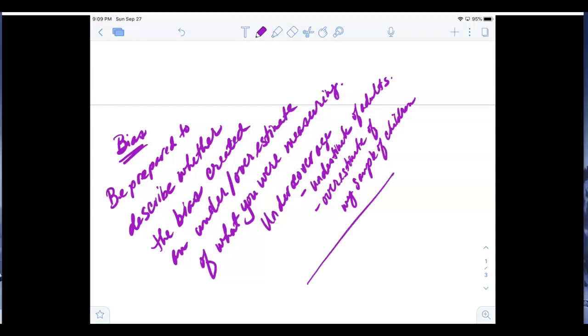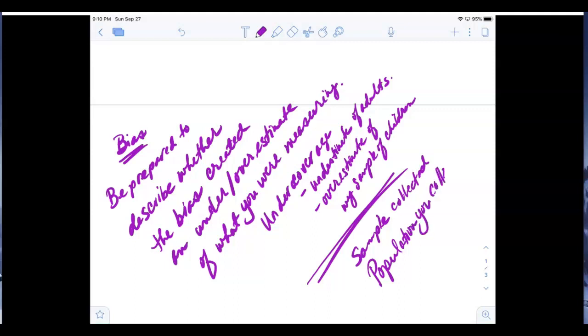Okay. The other thing you want to be very sure of is that you know the difference between your sample that you collected and the population you collected it from. Okay, make sure you know those two differences.